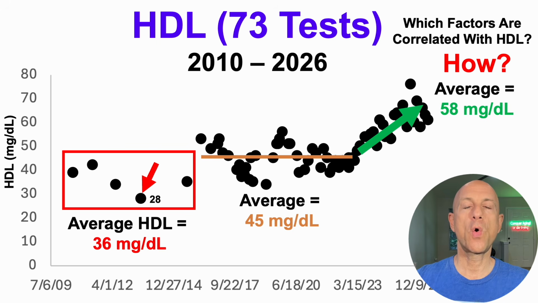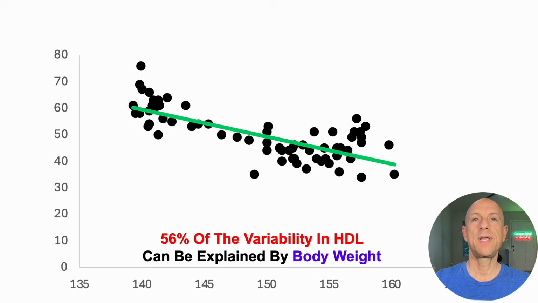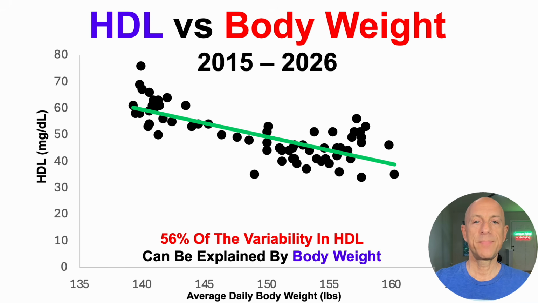So which factors are correlated with HDL? Now, the biggest factor, at least in my data, is body weight, as 56% of the variability in HDL can be explained by body weight, which is what we'll see here. On the y-axis, we've got HDL, and on the x, we've got average daily body weight. And note that this is using the same approach as for calculating correlations for diet with biomarkers. So I weigh myself every morning after using the bathroom, and because I'm tracking body weight, for every blood test, I can take the test-to-test average. Again, if there are 50 days in between tests, I can take the 50-day average body weight, which then lines up to each blood test.